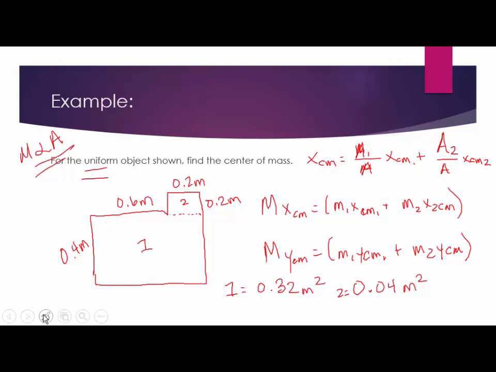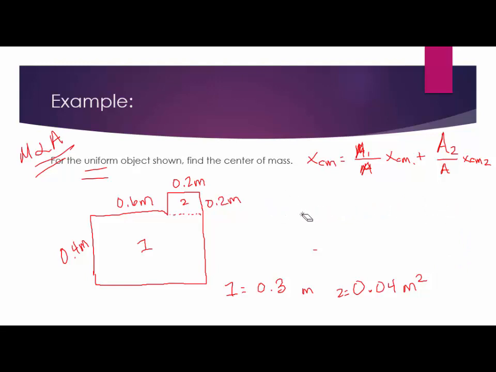Now the center of mass is going to be pretty easy to find for the individual pieces from our picture because the thing is uniform. We know that it's going to be right in the center. So let's do it in the x direction and then we can do it real quick in the y.